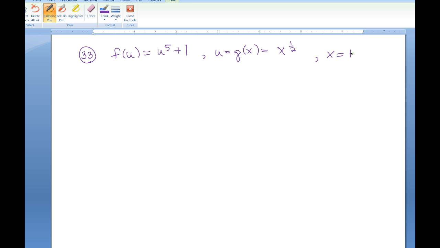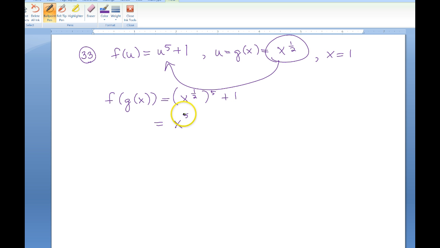We did two different methods. We took g of x and plugged it in for u, then did the derivative, and then plugged in 1. In my opinion, that's the easier way. So let's figure out what f of g of x is equal to. It's x to the 1/2 raised to the 5th power plus 1, so it's x to the 5/2 plus 1.